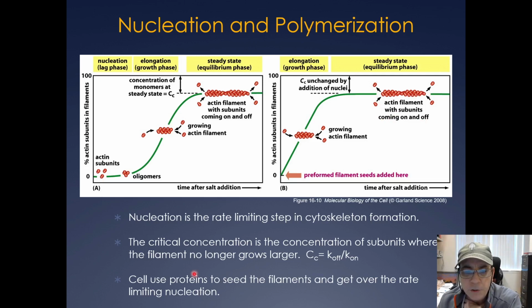Okay, so just know the critical concentration is the concentration of subunits where the filament no longer grows, and the critical concentration is basically when the on rate is equal to the off rate, or those are equal to 1. And ultimately, the nucleation event, especially when you're in a cell, is actually catalyzed by proteins, and we'll see what those proteins are in the second part of today's lecture.